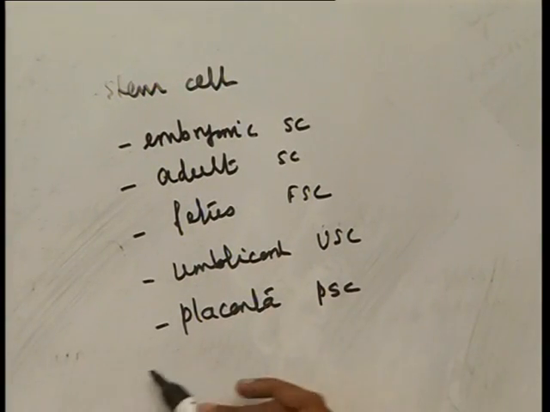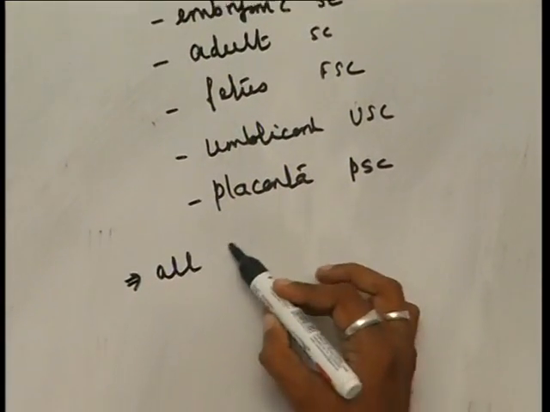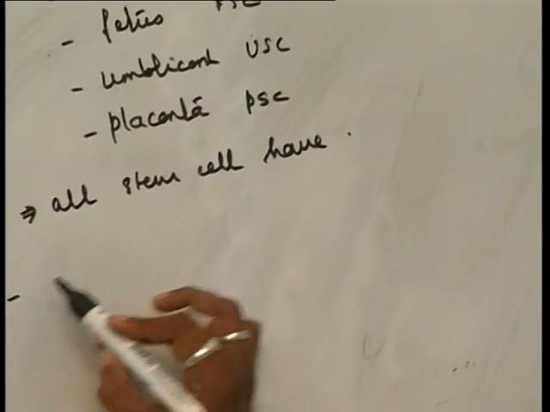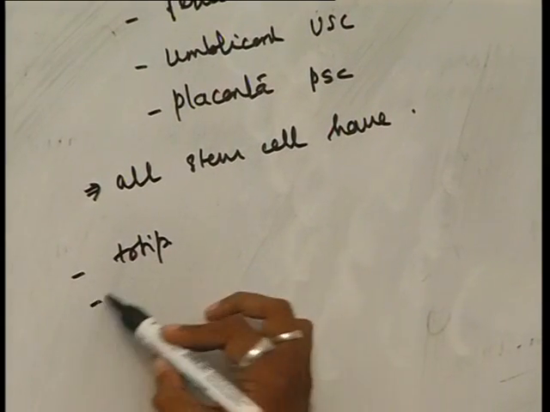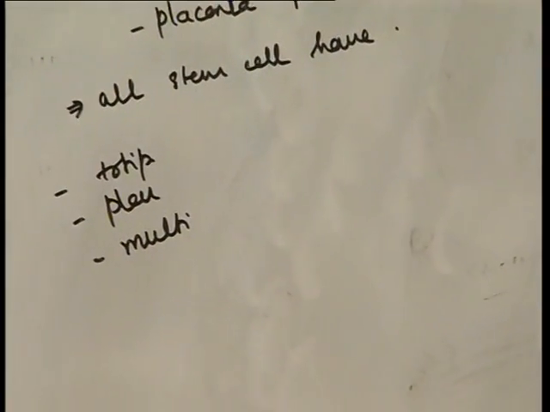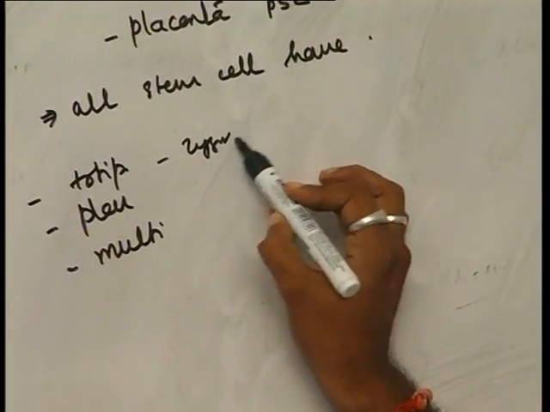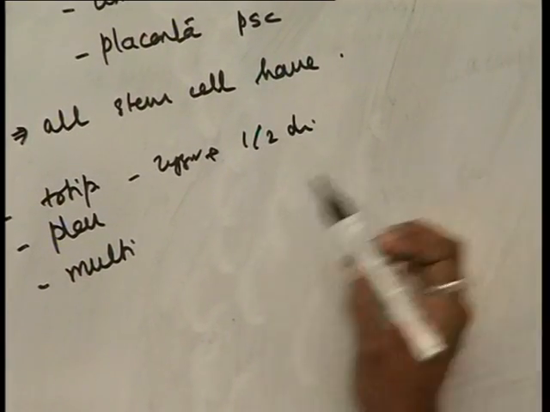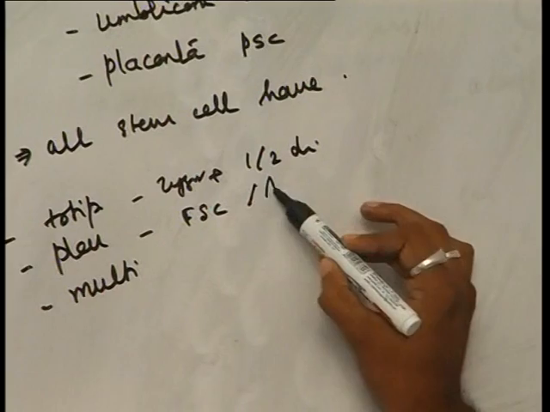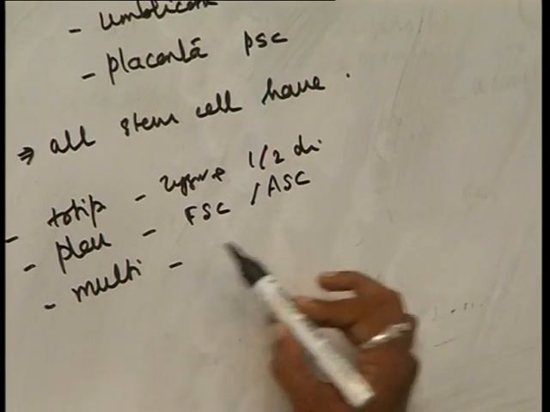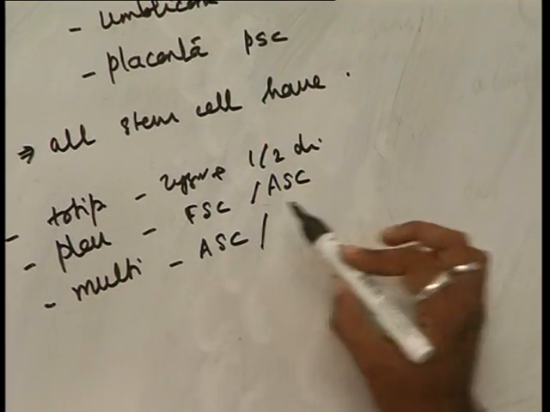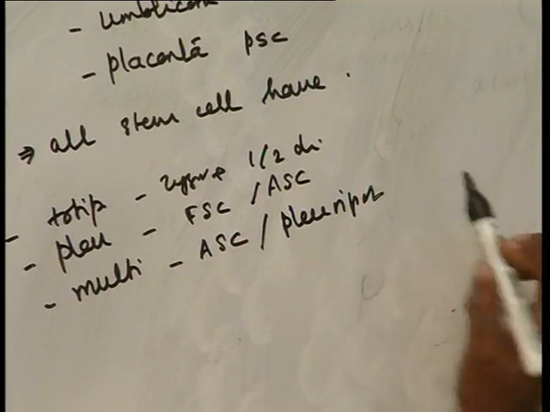However, all stem cells have similar properties, except a few things. One may be totipotent, one may be pluripotent, one may be multipotent, and this is the difference. Totipotent is only the zygote plus one or two divisions. Now pluripotent, all of the fetal stem cells are pluripotent cells, even some adult stem cells are also pluripotent. Multipotent, again, all adult stem cells are multipotent, though they have the ability to become pluripotent.